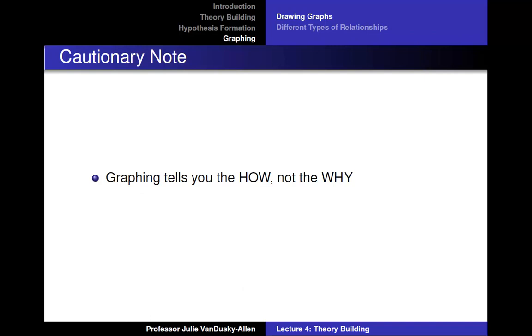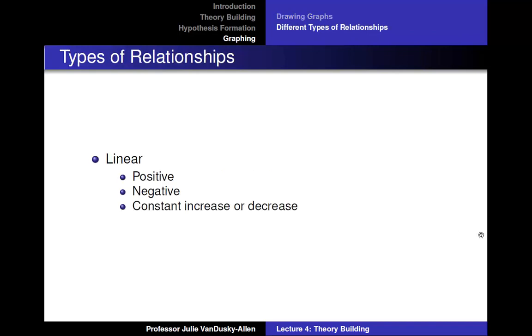Note that even if your hypothesis allows you to draw a graph of the hypothetical relationship between your two variables, that only means that your hypothesis tells you how your independent variable influences your dependent variable. It does not tell you why your independent variable influences your dependent variable that way. There are many different types of relationships between independent and dependent variables. The one we just focused on was linear, meaning that as our independent variable increases, our dependent variable increases or decreases at a constant rate.